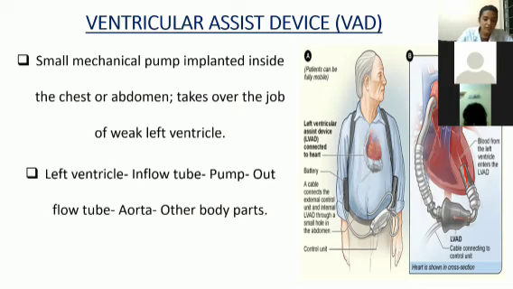So from the left ventricle, this is the flowchart. From the left ventricle, the inflow tube will be there. It will pump the blood out. The flow tube will be there to the aorta, and from the aorta, it will go to other body parts. Here you can see the left ventricle. From the left ventricle, you can see the inflow pump. So here it will pump, then the flow tube will be going to the aorta, and from the aorta, it will be distributed to other body parts.